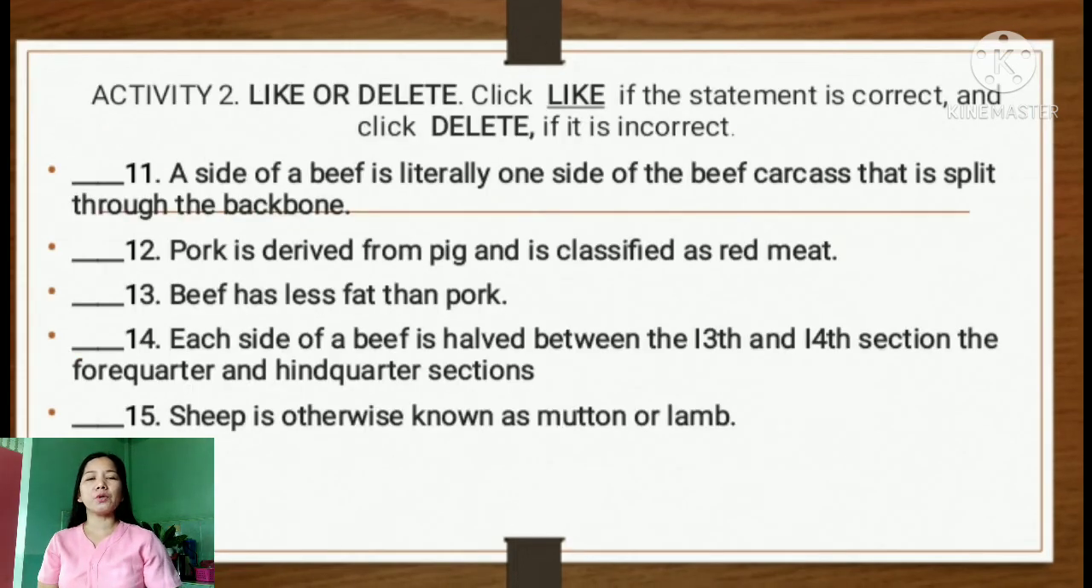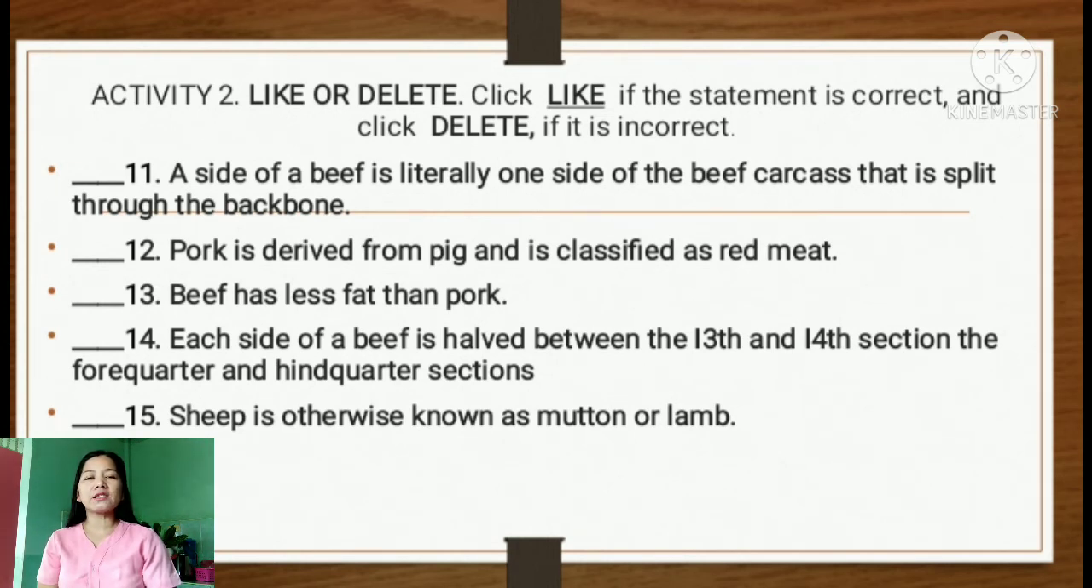Okay, for your activity number two, this is true or false. You are going to write like or delete. Click like if the statement is correct and click delete if it is incorrect. Number 11: a side of beef is literally one side of the beef carcass that is split through the backbone.